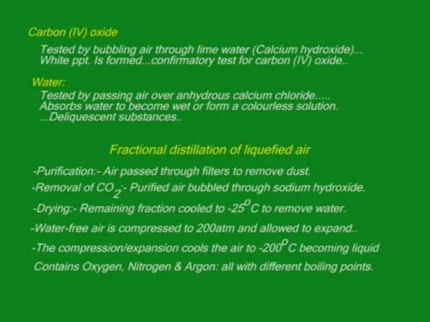The mixture is then subjected to fractional distillation, and the parts distill out in the order: nitrogen will come out first, followed by argon, and then oxygen. Why? Because nitrogen has the lowest boiling point of negative 196 degrees Celsius. Argon follows with negative 186 degrees Celsius, and oxygen has the highest boiling point at negative 183 degrees Celsius.